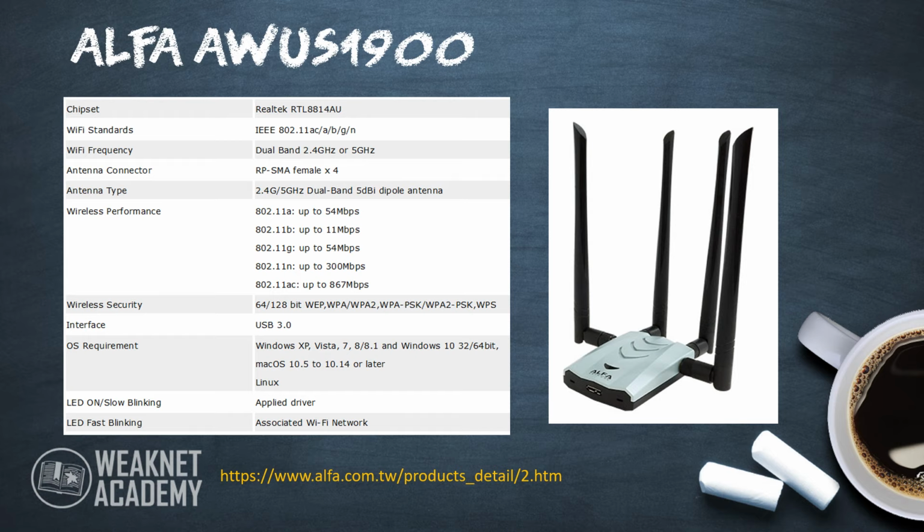Again, we're going to be using the ALFA AWUS1900. This ran me about $60 on Amazon. I have a link here inside of the slides itself, which you can click on if you want to learn more about this product, but I did take a screenshot from that link here.